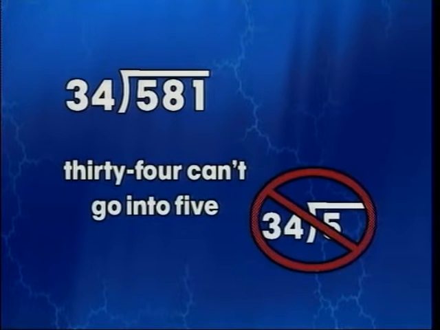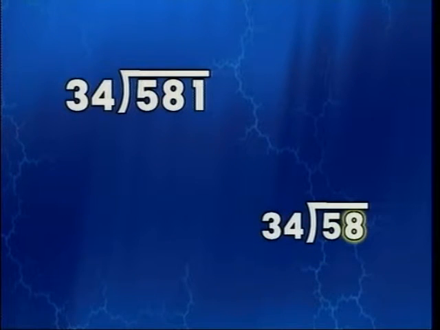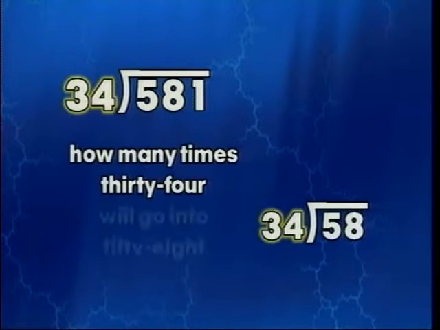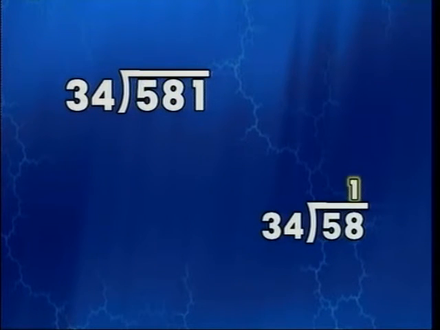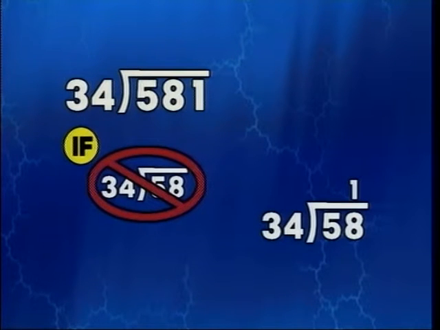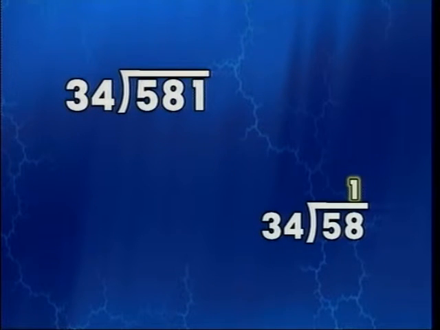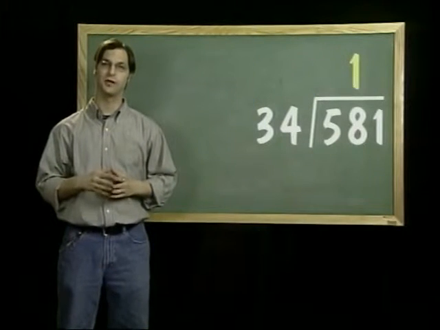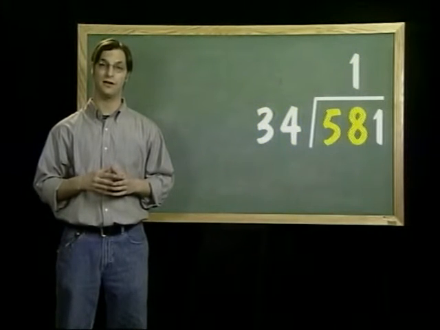When this happens, you must include the digit to the right, so we have to include the integer in the digits place to the right, 8. So now we see how many times 34 will go into 58. 34 goes into 58 one time. If 58 could not have been divided by 34, then we would have had to include the next number to the right in the dividend. But since 34 goes into 58 one time, then the 1 goes above the 8. Notice the 1 goes above the 8 and not the 5. That's because 34 is divided into 58 and not 5.